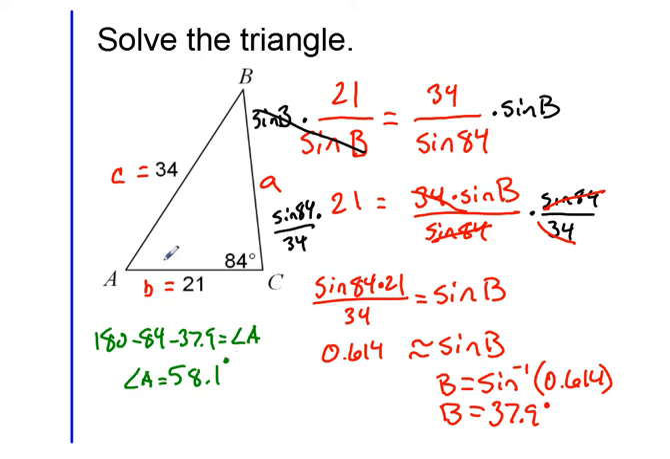So have I found everything? Well, I'm going to write down what I have found. I found a 58.1. I found a 37.9. I have side C and side B. I don't have side A. So I still need to do that.